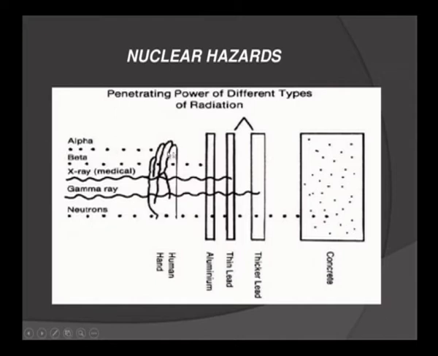If you look at the alpha particles, they do not even penetrate the human hand. Beta does penetrate to a certain extent. X-rays obviously penetrate the human hand, otherwise we can't use them for medical purposes, but they also pass through aluminium and thin lead. Gamma rays go right up to the mid level of the thick lead, and neutrons have the capacity of going right through concrete. So, this is the penetrating power of different types of radiation we are regularly exposed to.